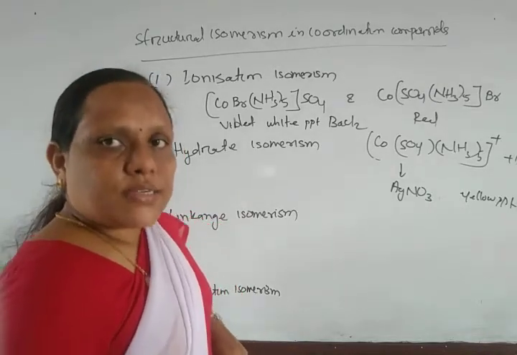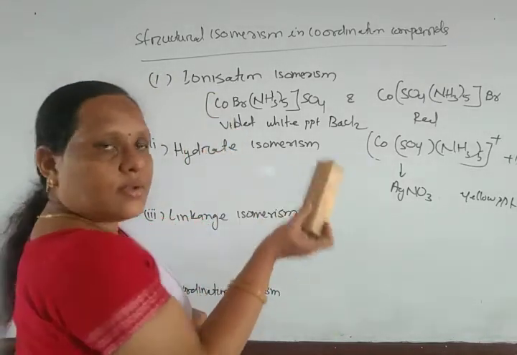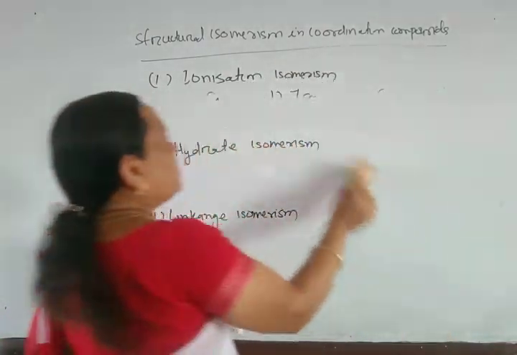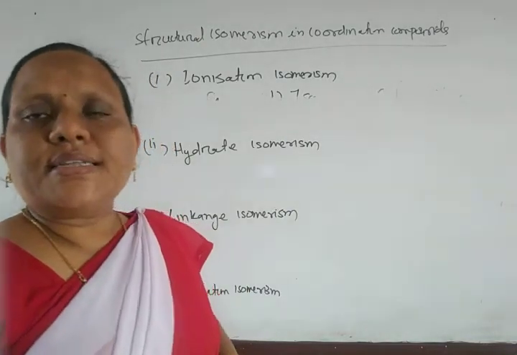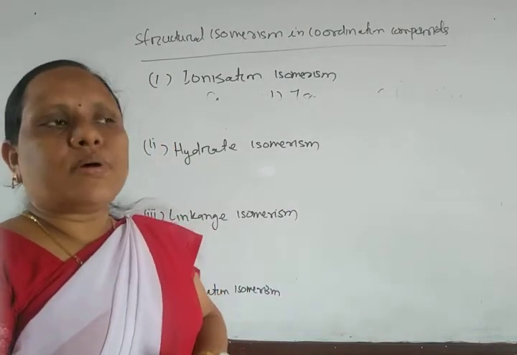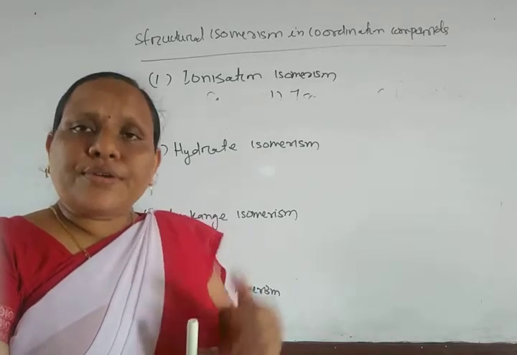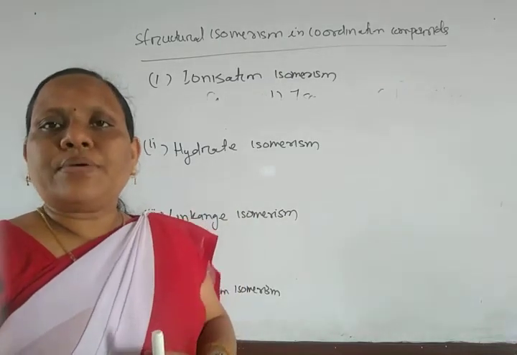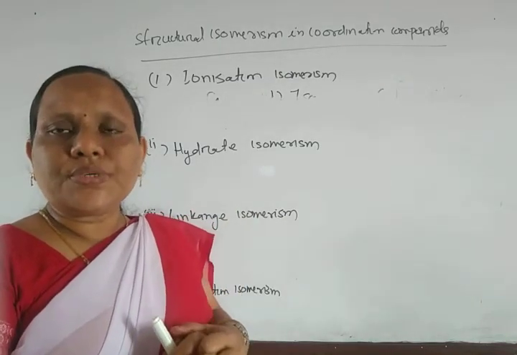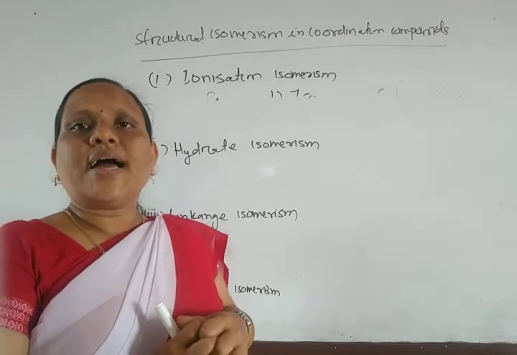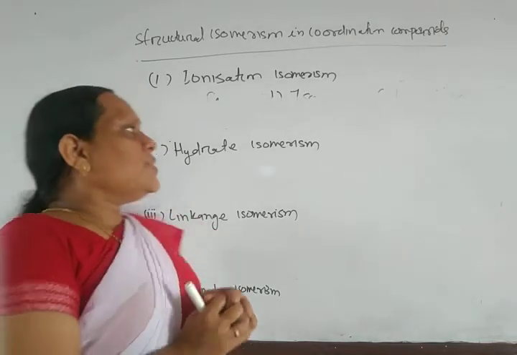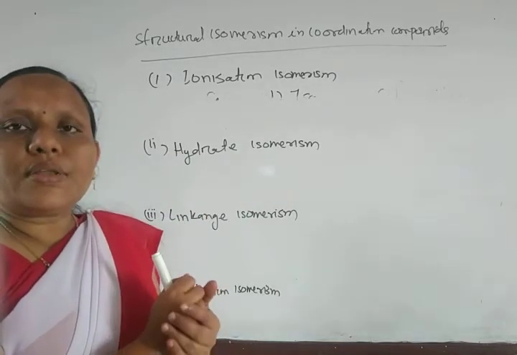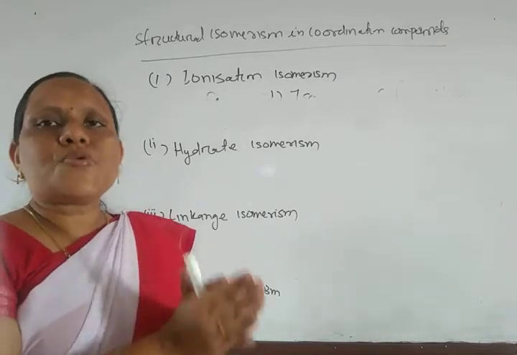Okay. Next come to another, that is hydrate isomerism. When the same molecular formula represents two or more compounds which have a different number of water molecules inside and outside the coordination sphere, those compounds are known as hydrate isomers, and this phenomenon is known as hydrate isomerism.